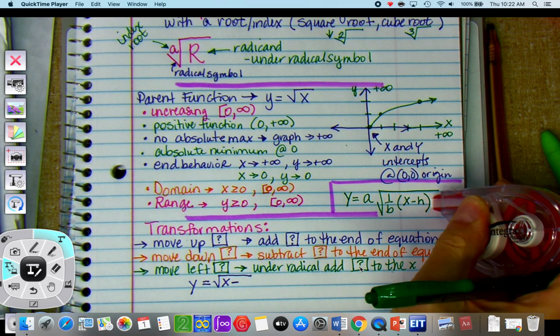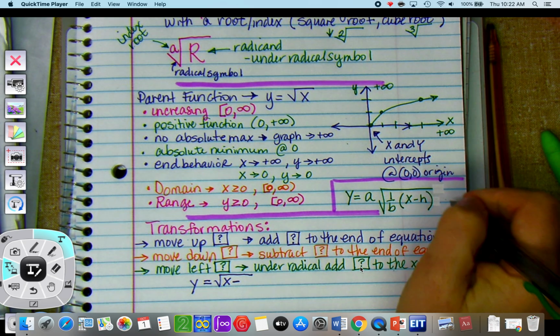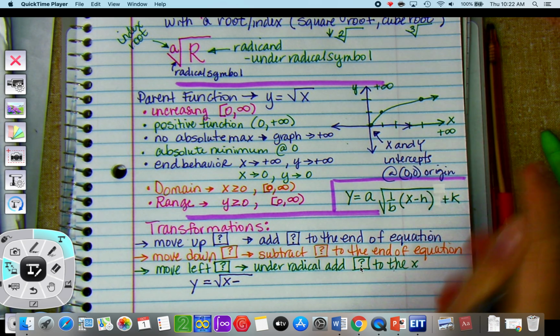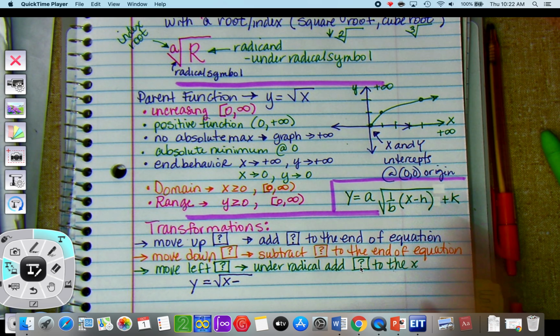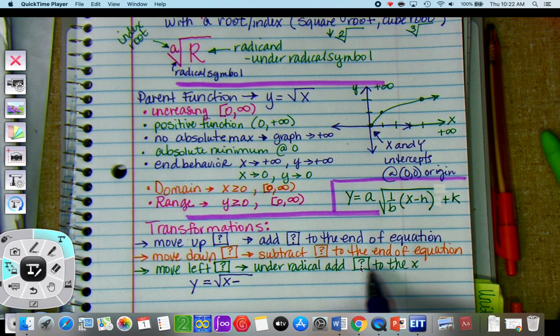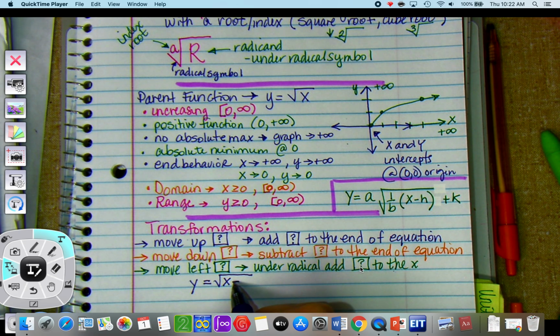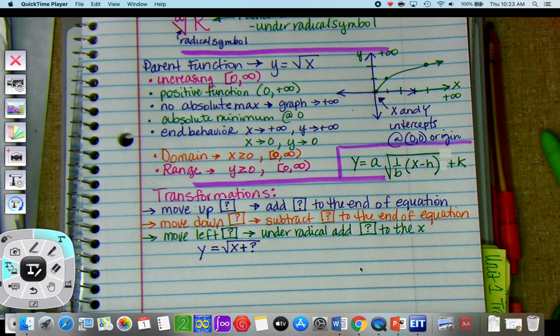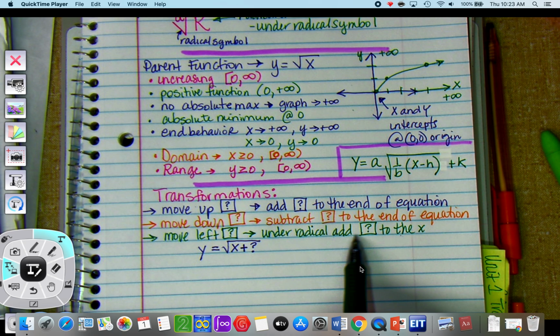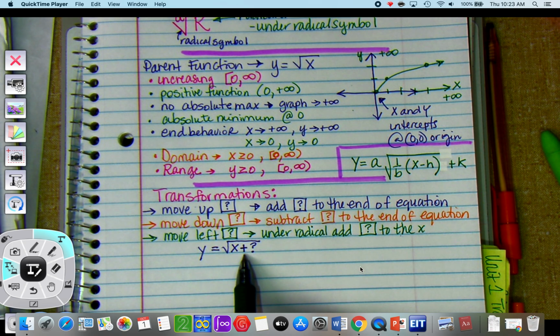That's all under the radical there. And then a plus sign outside the radical, your k. Your h and your k are still your vertex. So notice the minus sign's there. So when I go to move to the left, I would be inputting a negative number, so it ends up being a plus underneath the radical. So that's what I mean when I'm saying add whatever your number is to the x under the radical.